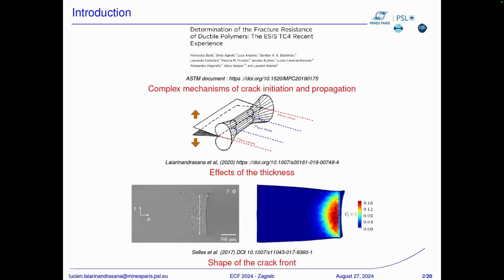paper that has been written with some colleagues here, where it has been reported that the mechanism of crack initiation and propagation is complex due to geometrical effects. And here I will focus just on the effect of the thickness, where there are some assumptions like plane stress and plane strain conditions. The other thing is the shape of the crack front, as you can see here, where we can see that the thickness is not constant, and also the crack front is not straight.